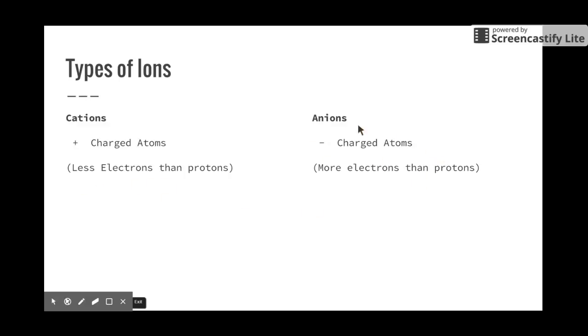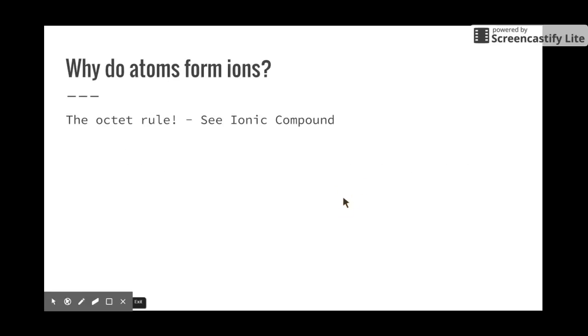Now, negatively charged atoms are just the opposite. They're where we add electrons, so where more electrons are added to the mix. So if we add more electrons, then it will become an anion, or negatively charged. So why do atoms form ions? Well, it has to do with the octet rule.